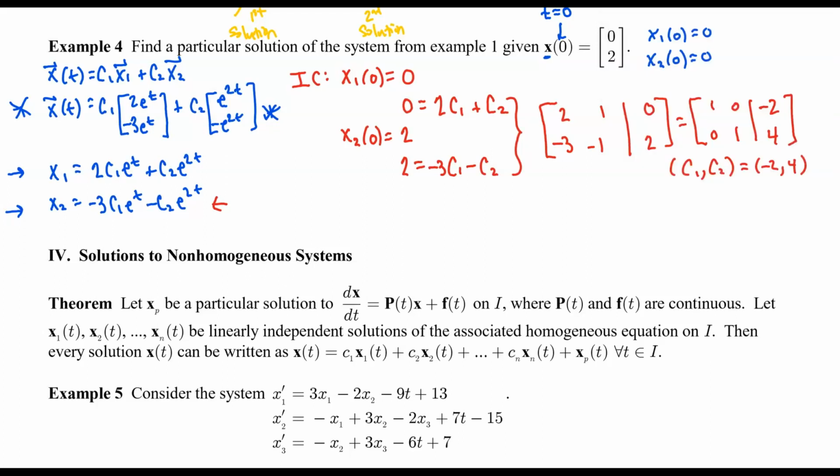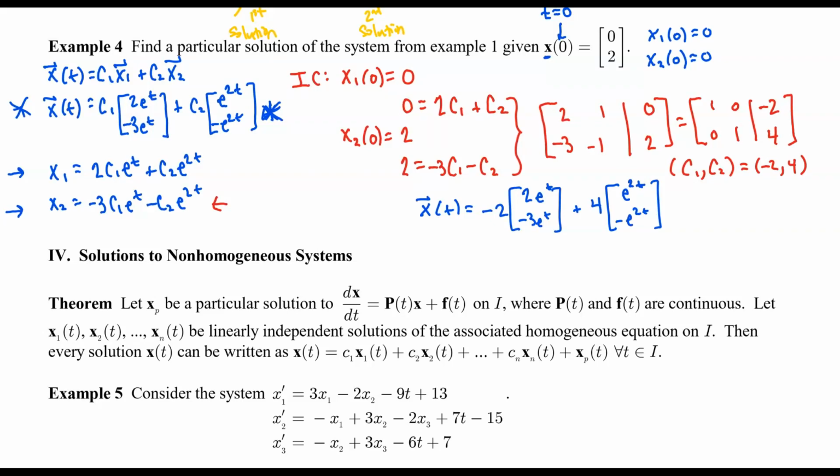So we're ready to go ahead and express our particular solution. Following this pattern over here, we can say x bar of t is equal to c sub 1, negative 2, times x1, 2e to the t, negative 3e to the t, plus c sub 2, which is 4, times x sub 2, e to the 2t, negative e to the 2t.